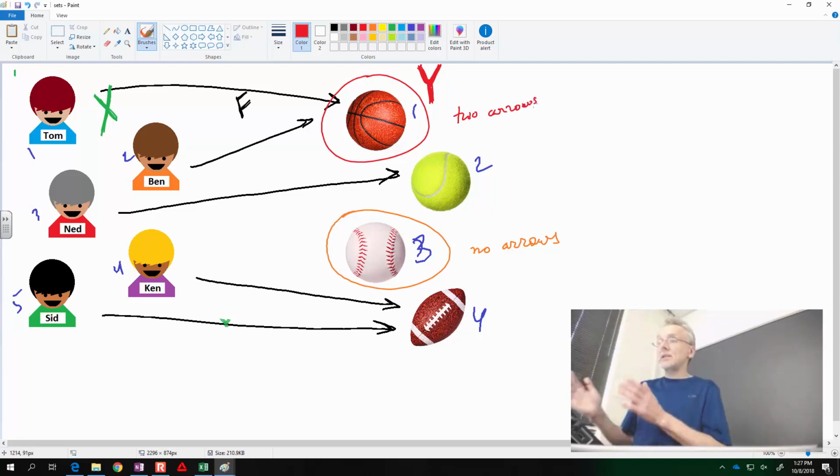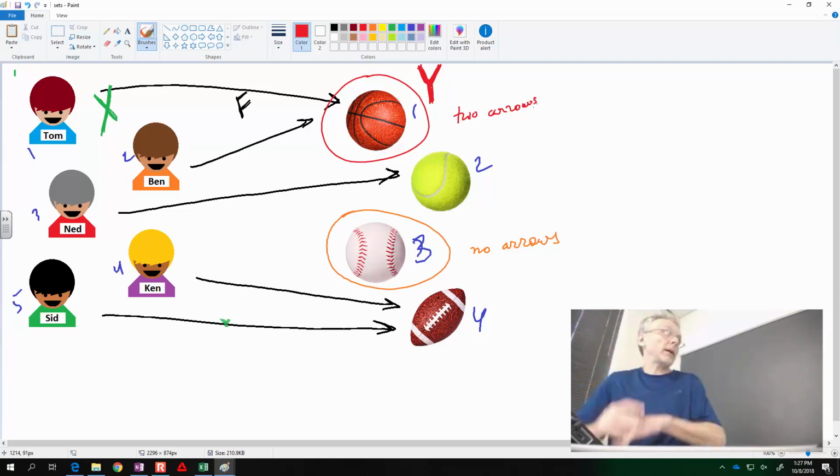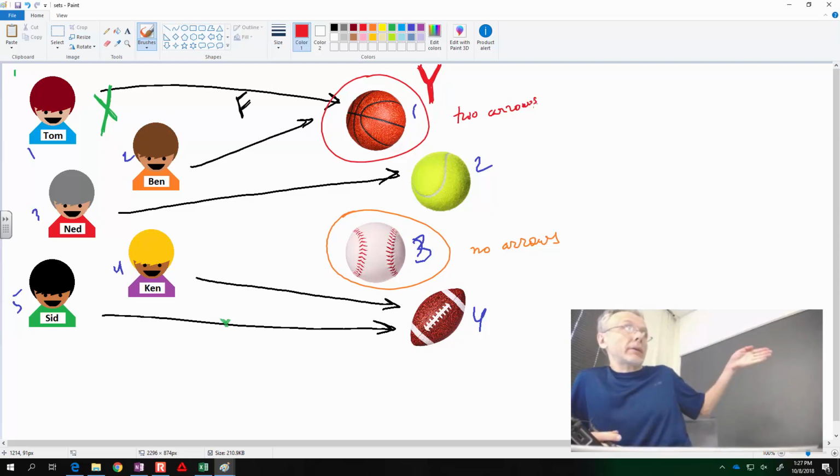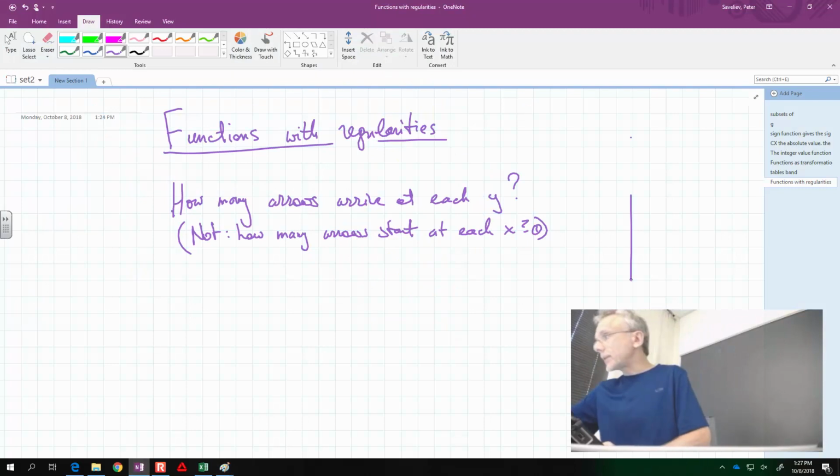So that doesn't mean that this is not a function. This is a function, definitely, but it has something that is less than regular. A regular function will have all the arrows like this. Okay, so that's a totally regular function, as we have seen a couple of times like that.